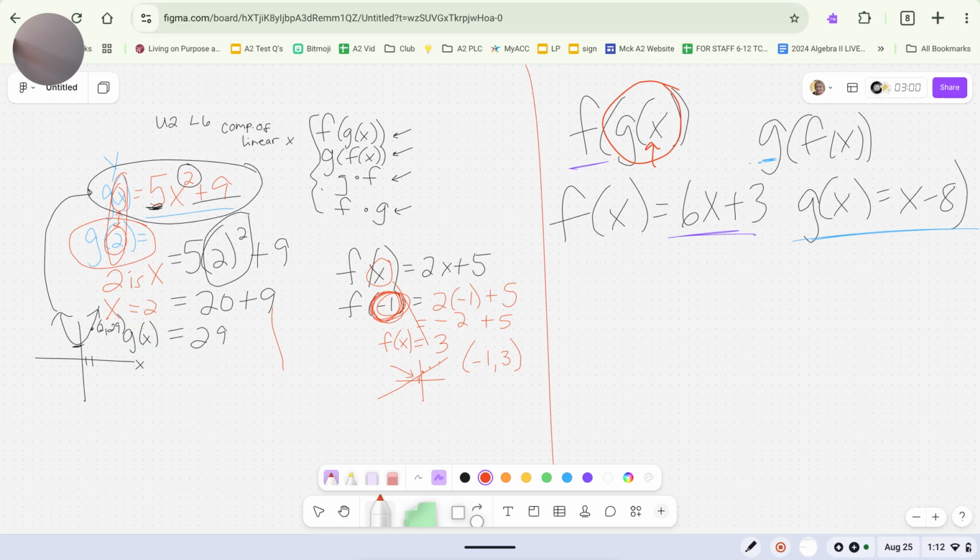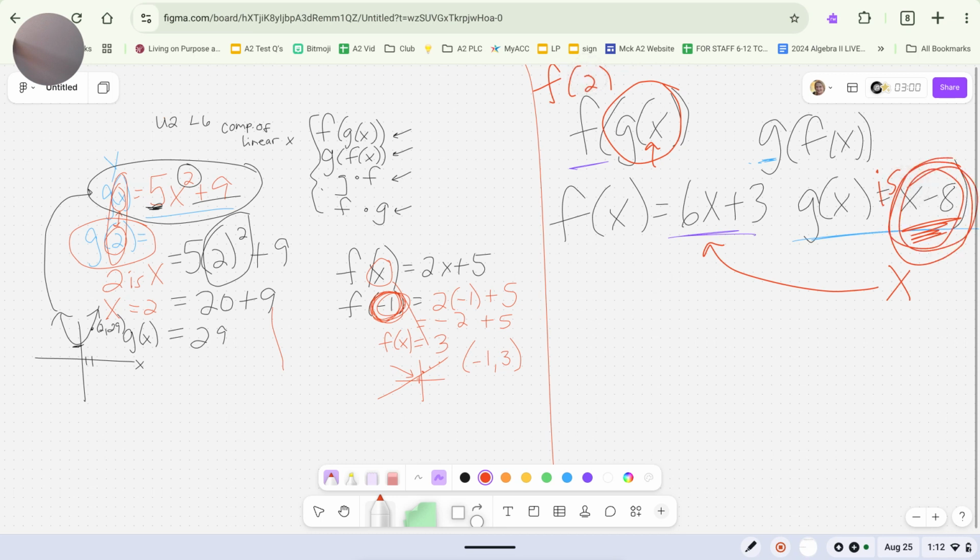So I'm going to take my g of x, because g of x is x minus 8, and I'm going to put this as my x in here. Because this is just like me saying f of 2. I plug 2 in for x. Well, in this situation, I'm plugging in this whole thing, g of x. Instead of putting a 2 where the x is, I put x minus 8. So I'm going to say 6, and instead of putting a 2, I'll say x minus 8, because this is my g of x, right? That's what's in the middle. That's what I'm putting inside, plus 3.